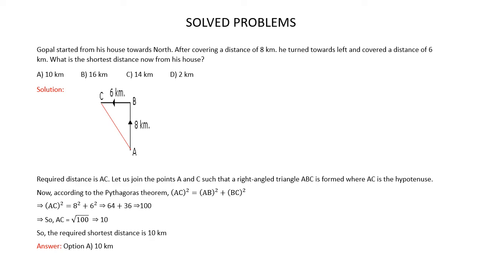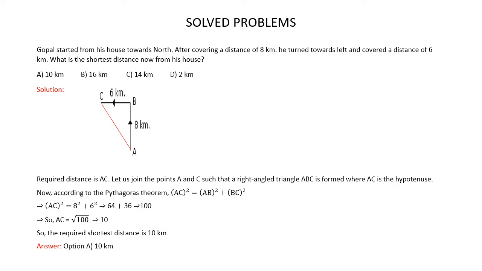So to solve this problem, first let's draw a diagram for the information given in the question. So Gopal starts from his house, which is at point A, and he moves towards north. After covering 8 kilometers, he reaches point B. Then he turns towards left and covers a distance of 6 kilometers to reach point C. Now we are asked to find the shortest distance now from his house.